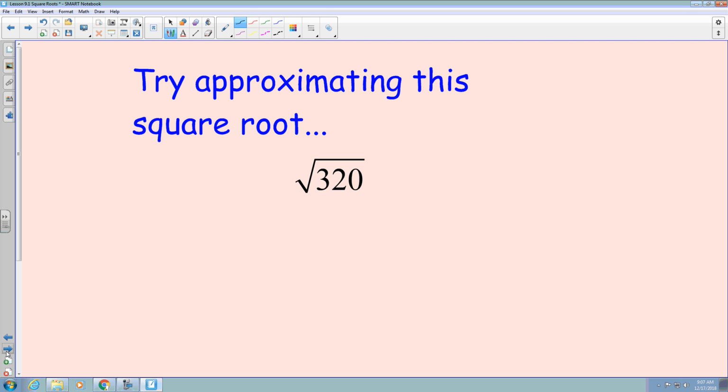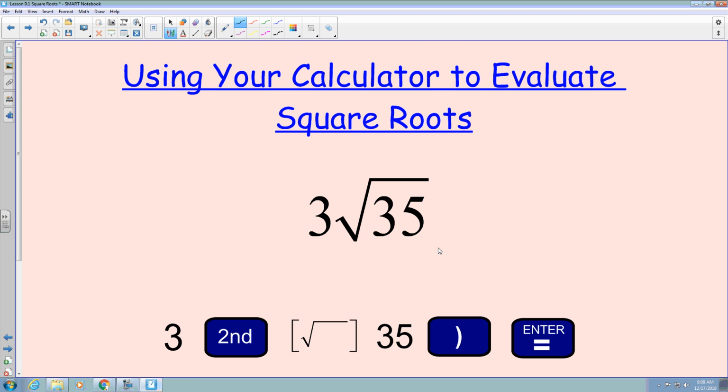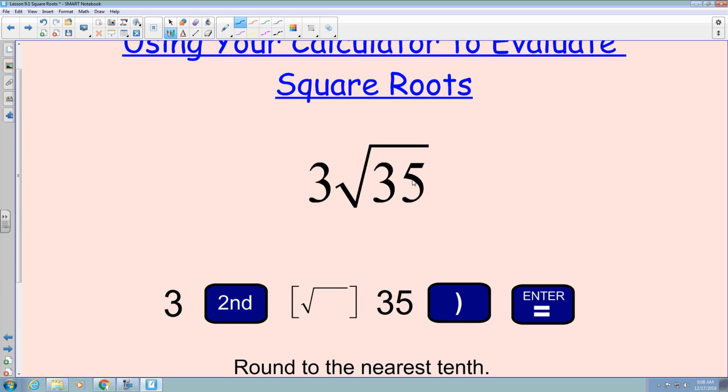So again, still approximating to the nearest integer, taking the square root of 20. I got this one is approximately 17.89, and since the 8 can be rounded up, I can round this up to 18. Okay, so this is how you can punch it into your calculator to help you evaluate square roots.